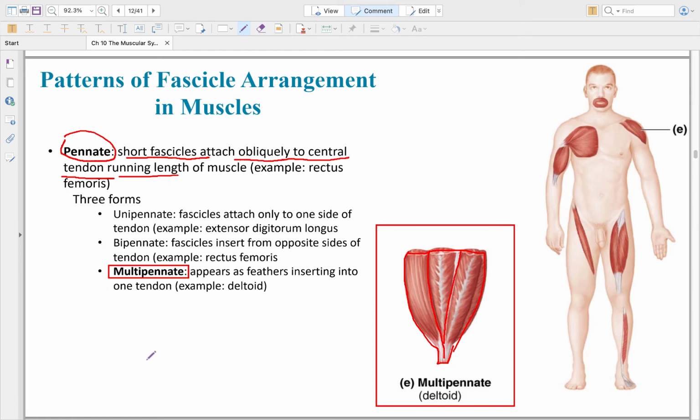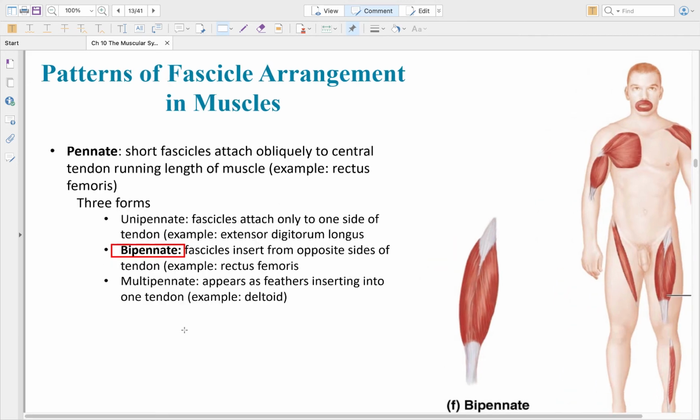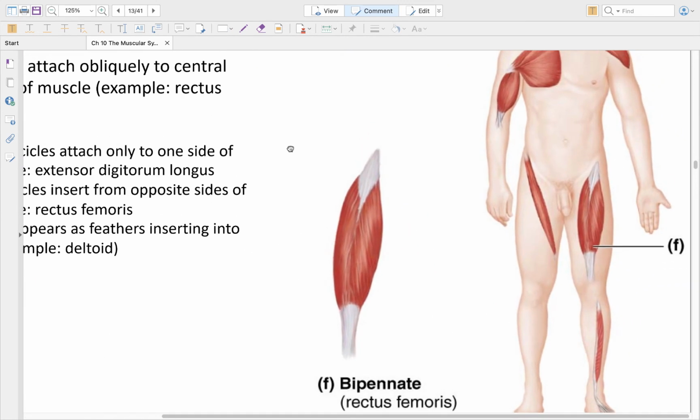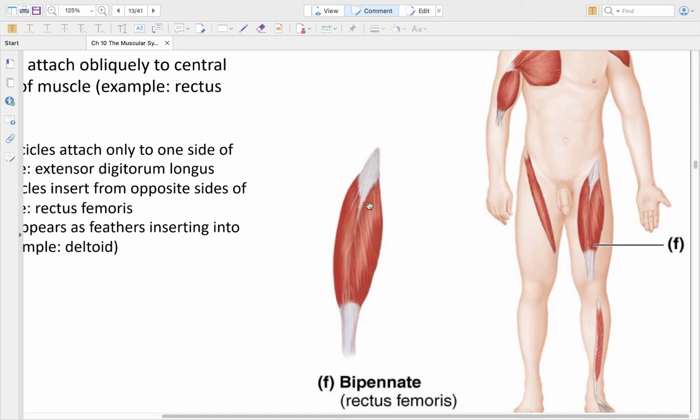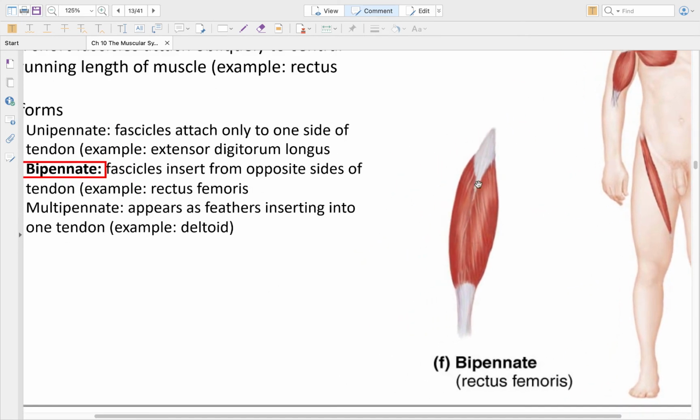But remember, this is just in reference to the fascicle arrangements. We haven't got into actually learning the muscles yet. Okay, the next one is the bipennant. Bi, what means what? Two. So the bipennant fascicles insert from opposite sides of the tendon. Okay, let's take a look. This is the rectus femoris muscle that I mentioned earlier. Or no, I said biceps femoris, I'm sorry. This one's called rectus femoris. Okay, and what it's saying is that fascicles are coming from opposite sides of the tendon.